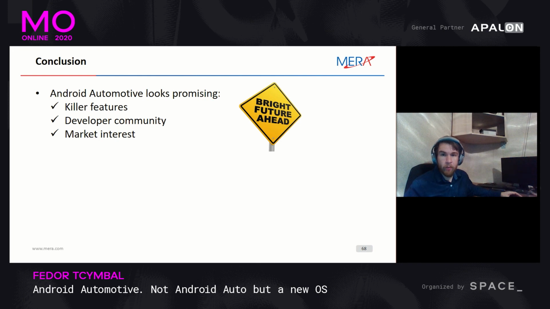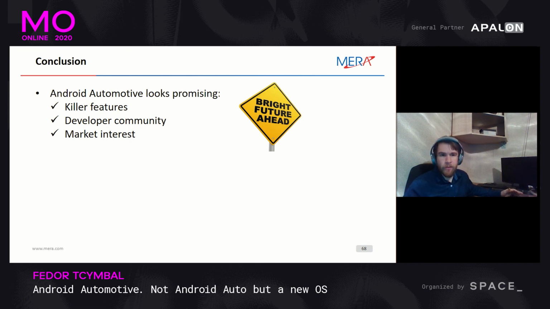And the reason why Android Automotive will probably do that is because it has the same killer features. It has Google Maps, it has the Play Store, it has this big developer community of Android developers, and we're all part of it. And we can see that the market is actually very interested in Android Automotive. There are a lot of vendors today besides Volvo, so General Motors, Nissan, and others who are actively developing for Android Automotive right now. And this indicates a bright future for Android Automotive, in my opinion.